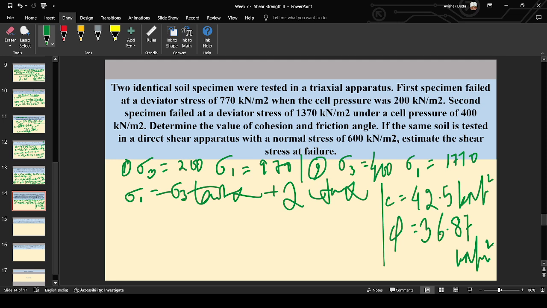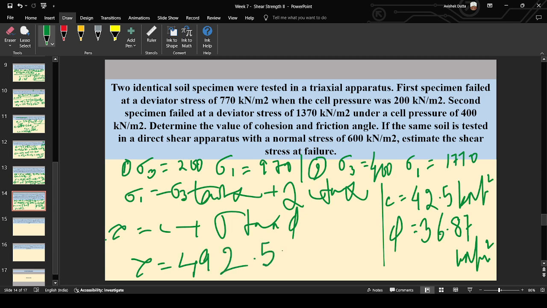Okay. Now in the second part, the same soil is tested in a direct shear apparatus with a normal stress of 600 kilonewton per meter square. Now tau equals c plus sigma tan phi. Phi is 36.87, c equals 42.5, and sigma equals 600. With these values, the shear stress at failure, equal to the shear strength, is approximately 492.50 kilonewton per meter square.